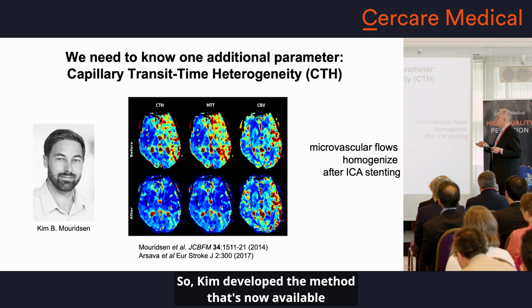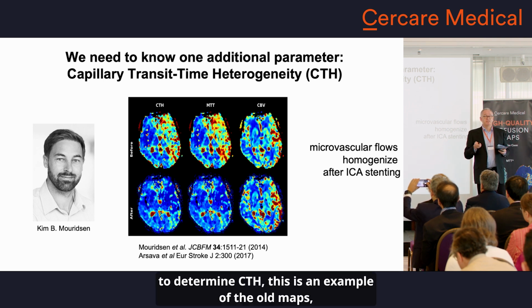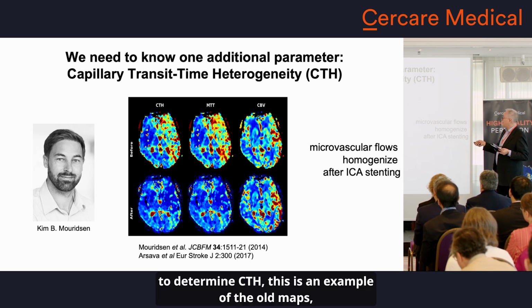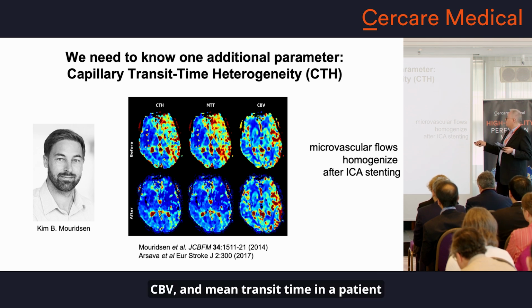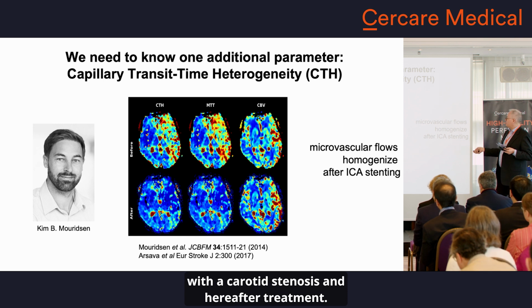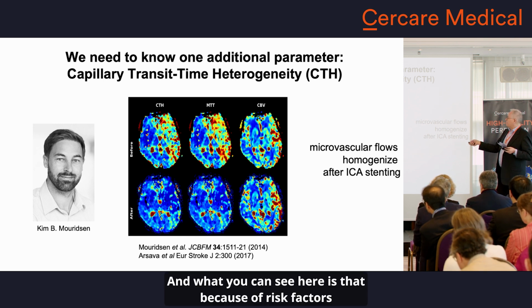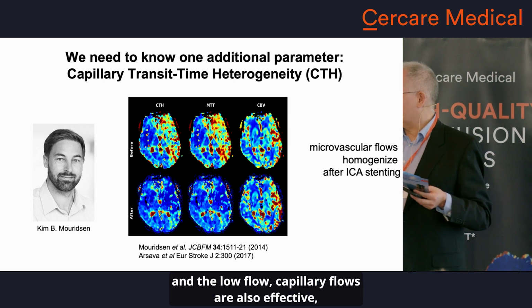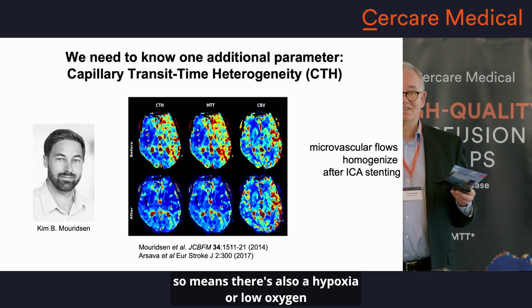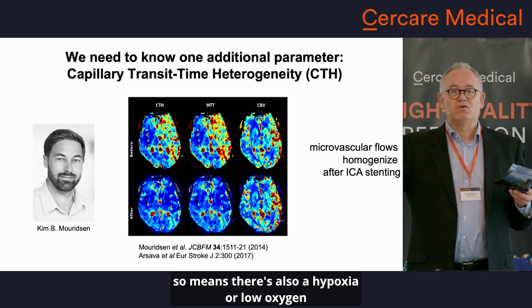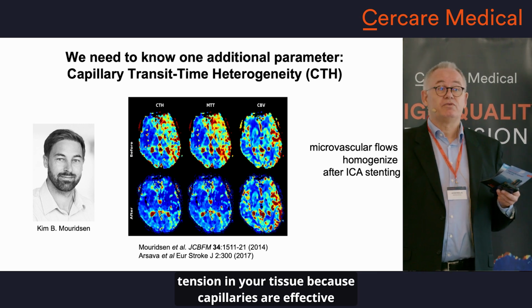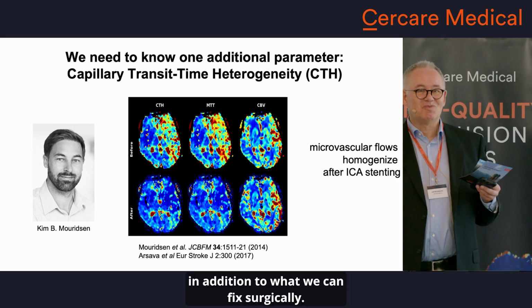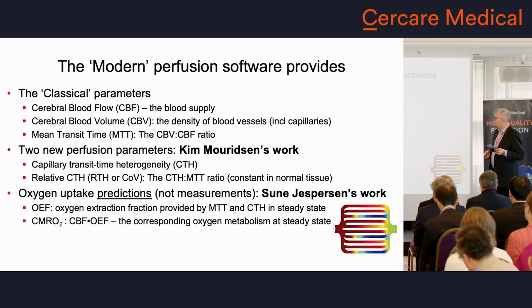So Kim developed the method that's now available to determine CTH. This is an example of the old maps, CBV, and mean transit time in a patient with a carotid stenosis, and here after treatment. What you can see here is that because of risk factors and the low flow, capillary flows are also affected. So it means there's also hypoxia or low oxygen tension in tissue because capillaries are affected, in addition to what we can fix surgically.